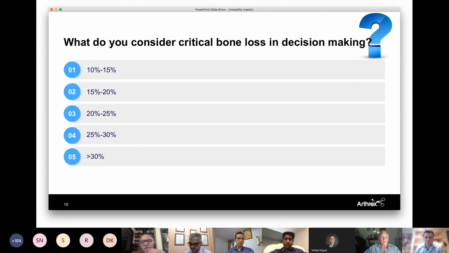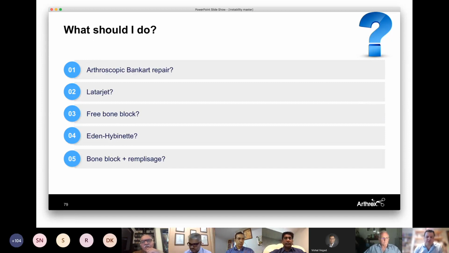Can I just comment on this? I think it's very interesting if you look at the traditions around the world, what people do and what is the critical bone loss. It's really sometimes about the traditions. Do you see in the US, the people have a little bit higher complication rate, and they are doing bone graft repair only once they have 30%.